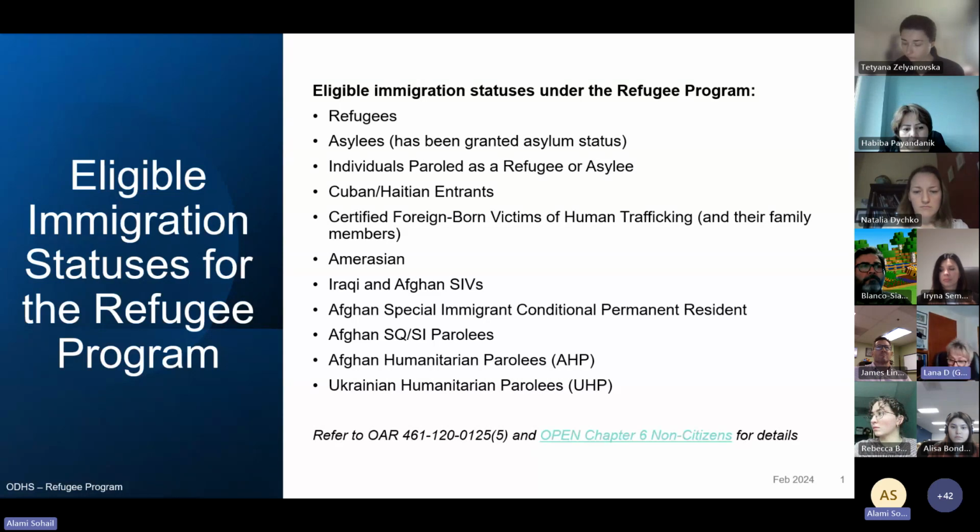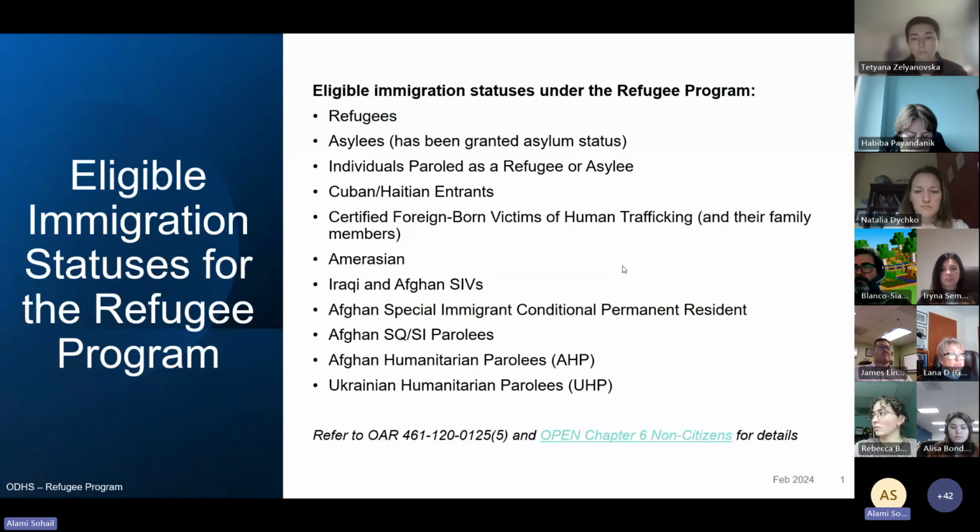And then the Ukrainian humanitarian parolees, they are still arriving at a very large number, but there are certain date ranges that you have to keep in mind when you are trying to determine eligibility for these individuals.